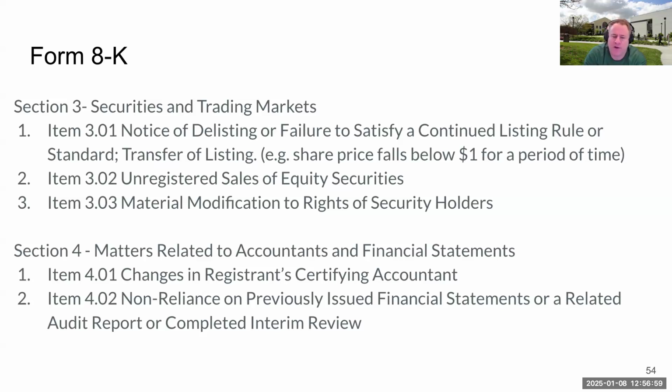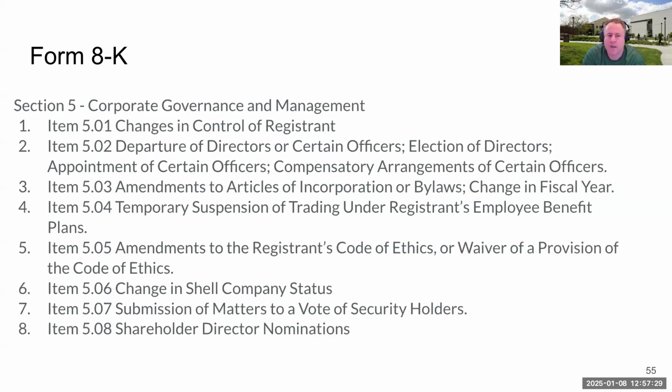The other item over here is matters related to accountants and financial statements. If I change my certifying accountant, that has to be published. Also, if there is non-reliance, meaning I've discovered fraudulent activity in previously issued financial statements or the related audit report, I need to put that out there, basically telling the world that you can no longer rely on the financial statements I've previously published.